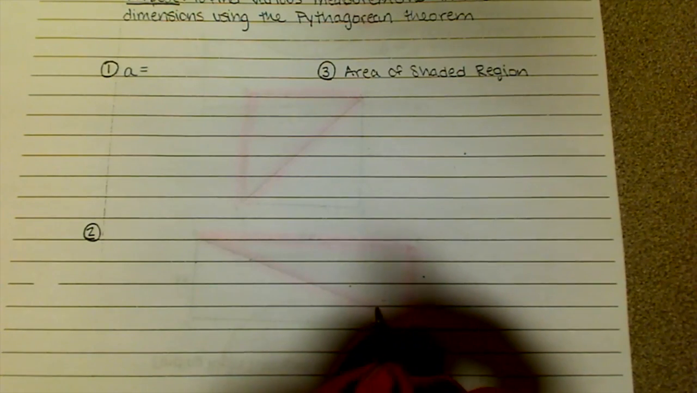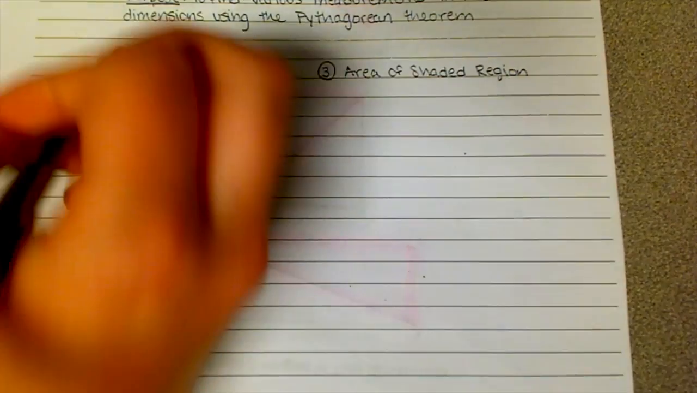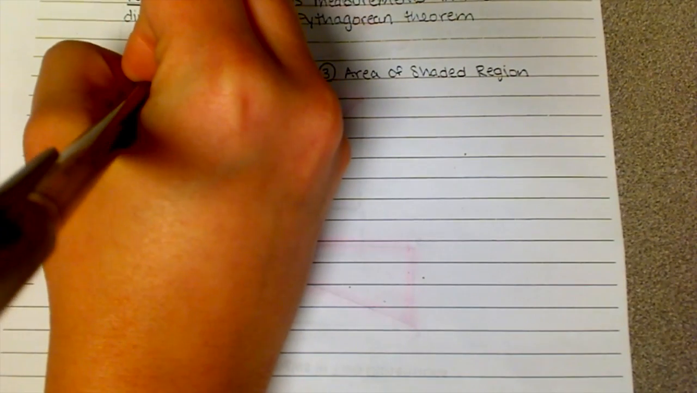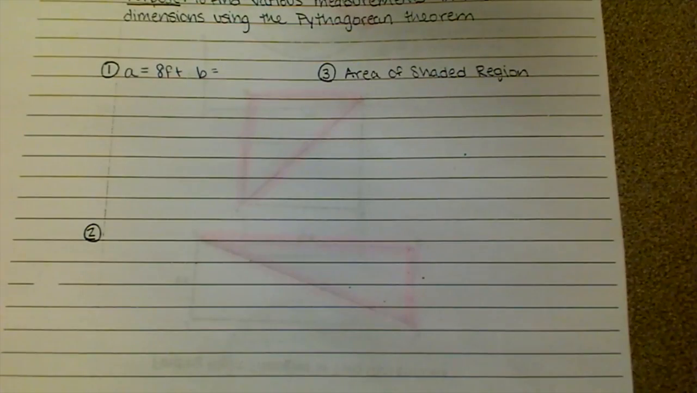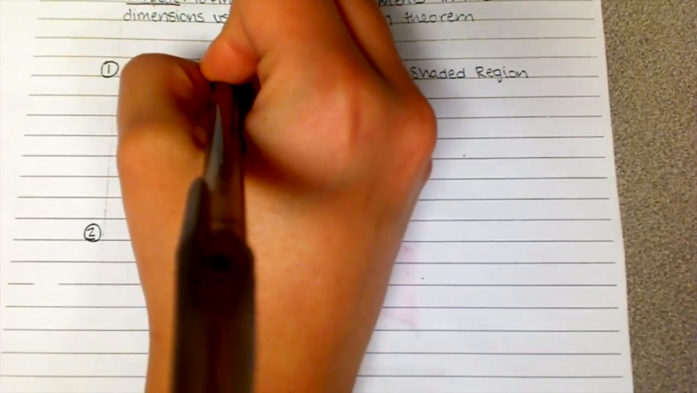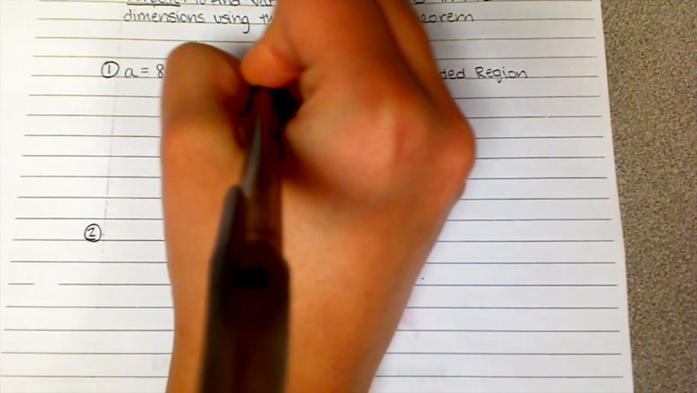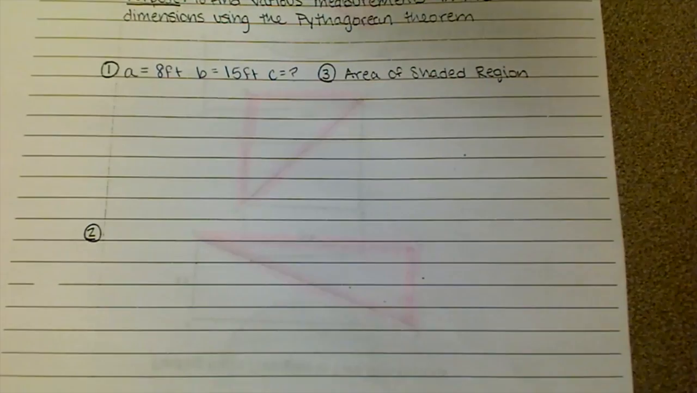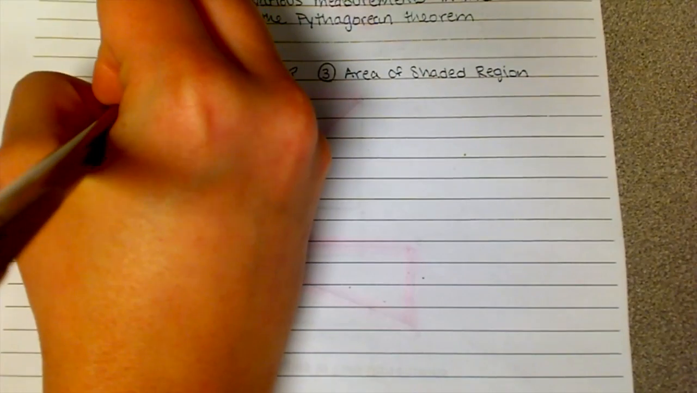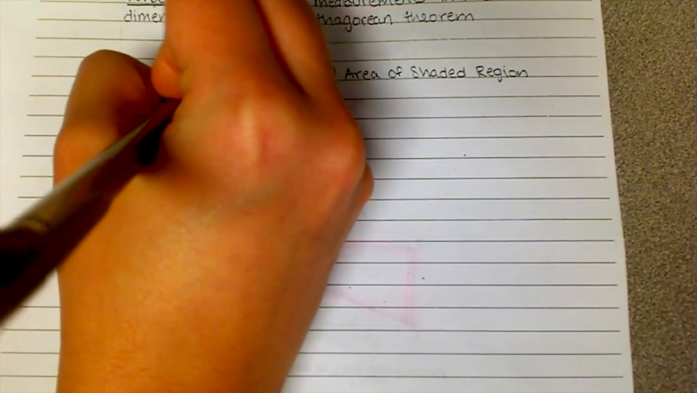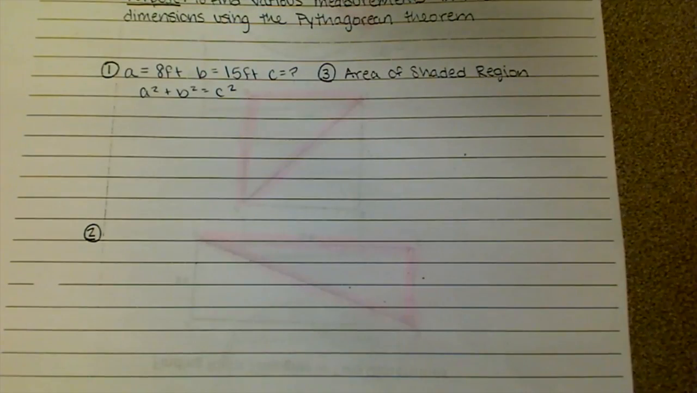The A value on that first rectangle is 8 feet. And the B value on the first one is 15 feet. And we're trying to find the C value. That's our unknown. What is the Pythagorean theorem? Awesome. A squared plus B squared equals C squared.